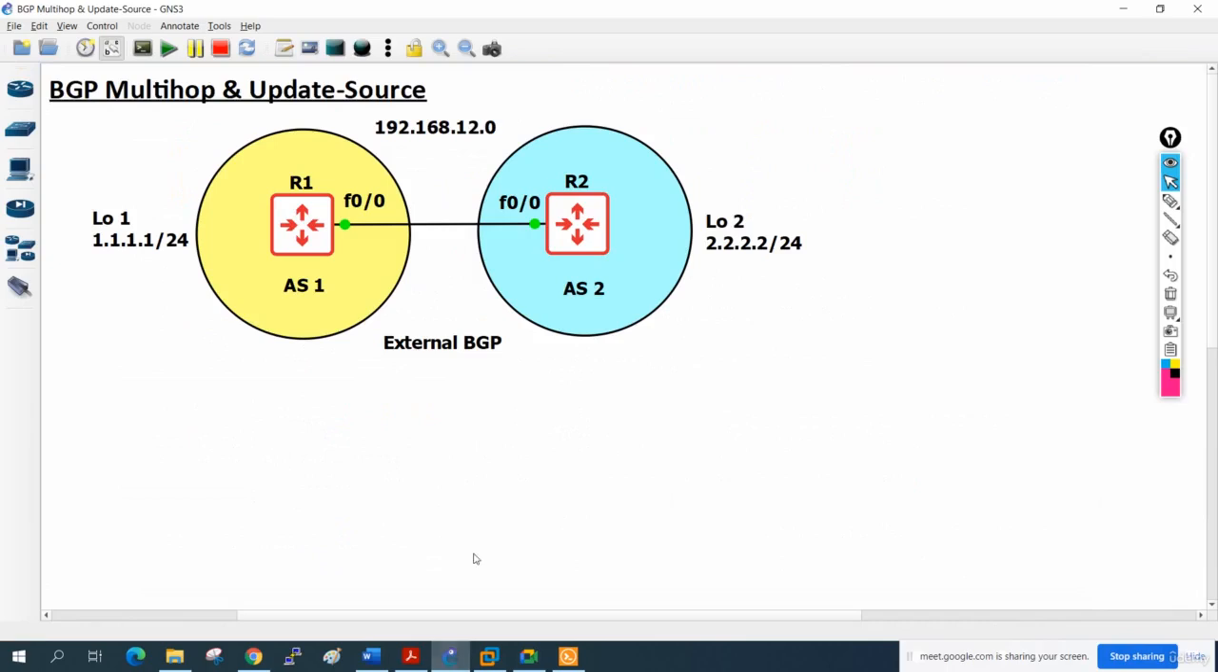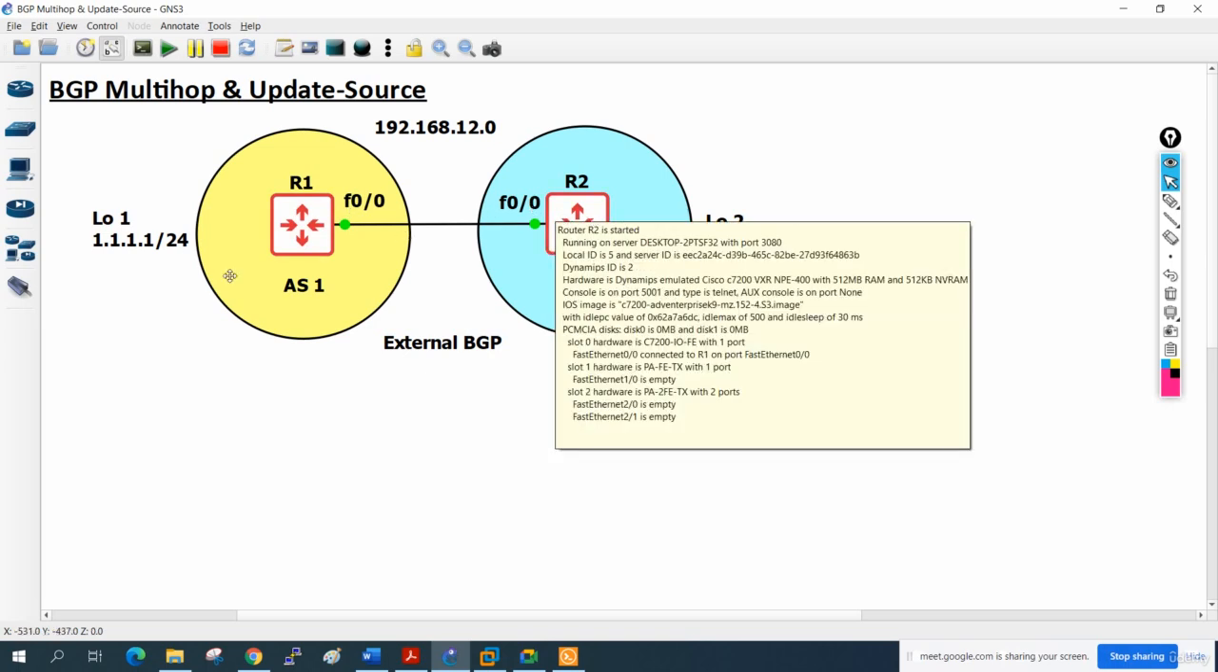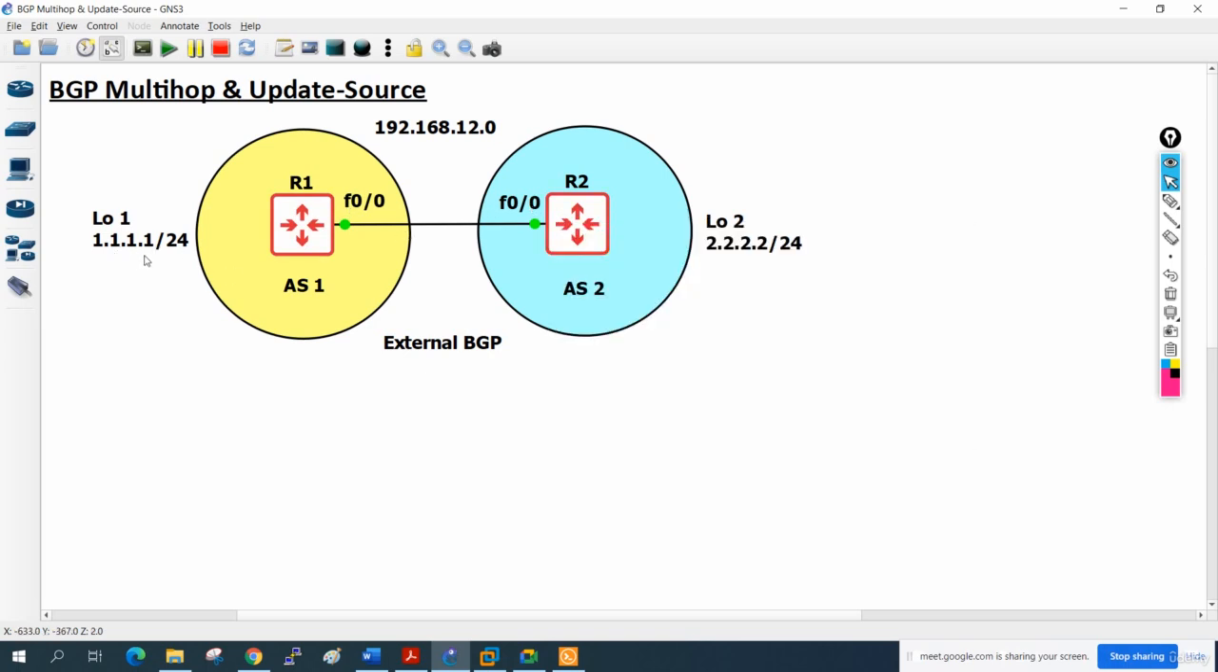So what we have here, if you see here, this is one scenario. I have R1 and R2. We are going to use the IP schema 192.168.12.0. That will be 12.1 for this router, 12.2 for this router, and I have one loopback here 1.1.1. Here I have another loopback 2.2.2. I am using /24. That means subnetting is done for this IP. And here also I am using /24. If you want to use /8, you can use /8 also.